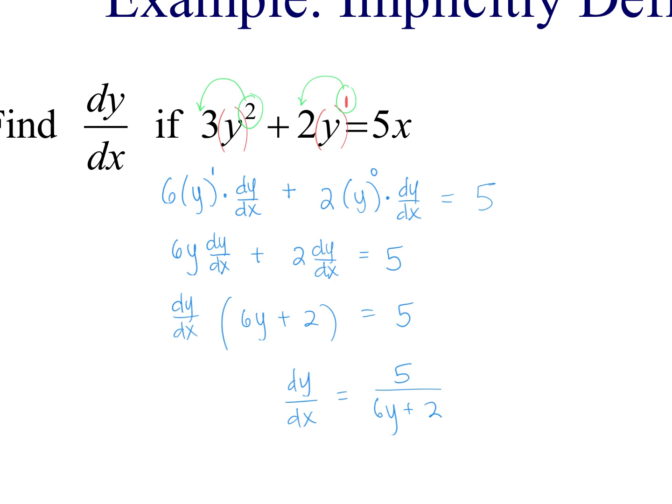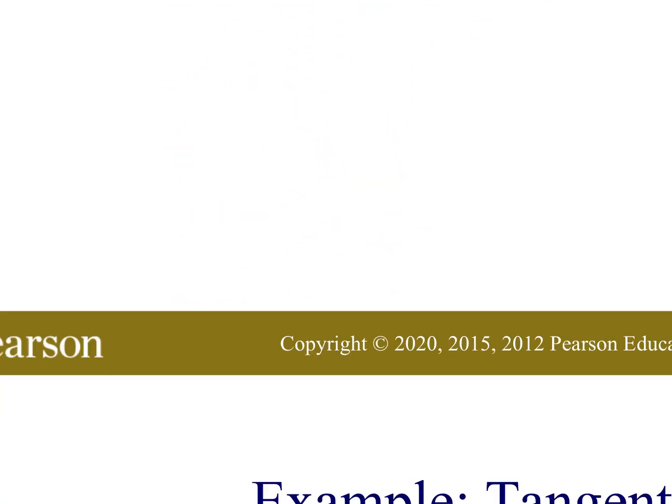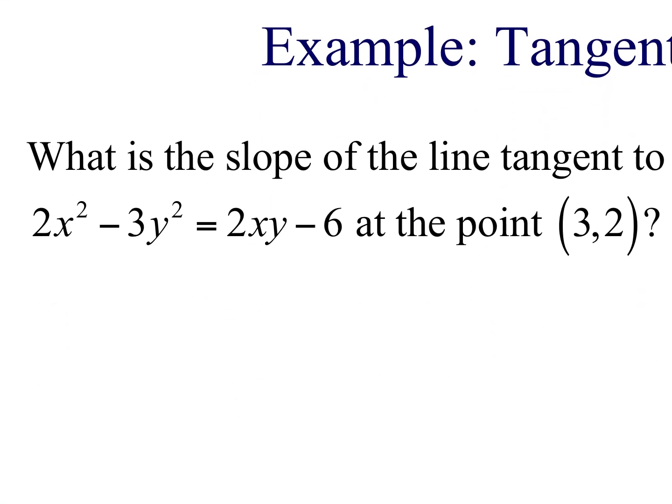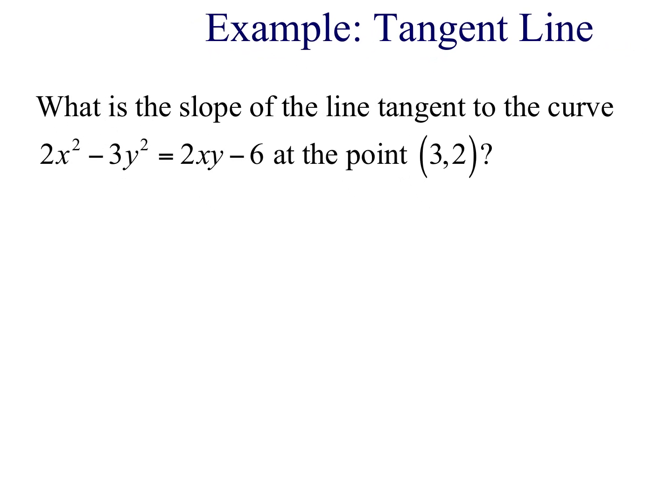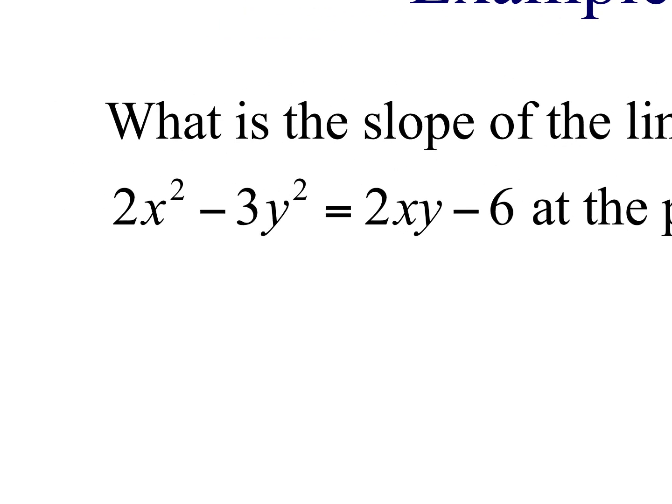Okay, let's try any questions? Pause. Okay, let's try another one. All right, what is the slope of the tangent line to the curve at the point 3, 2? So we have the point, we need the slope. In order to find the slope, we need to find the derivative. In order to find the derivative, we need to put implicit parentheses around anything that is implied. So let's look at what's implied here.